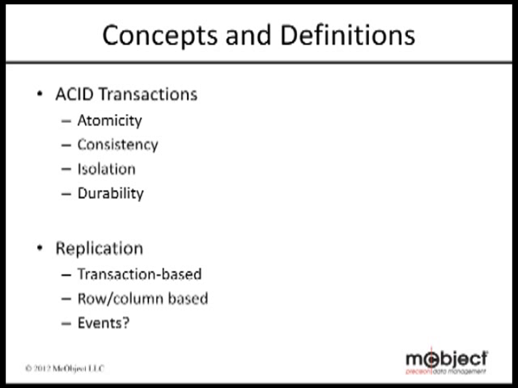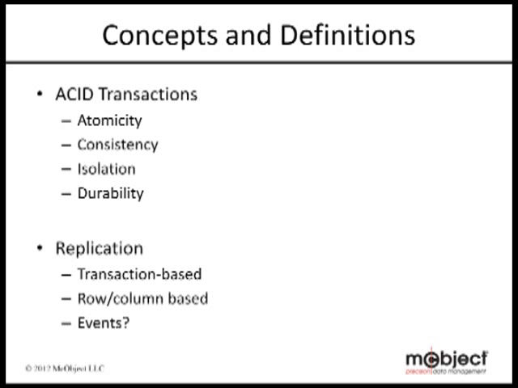At any rate, ACID is an acronym for atomicity, consistency, isolation, and durability. So let me explain each one of those. Atomicity is defining a unit of work, a group of changes to the database that all need to succeed or fail together. So they're an atomic operation.